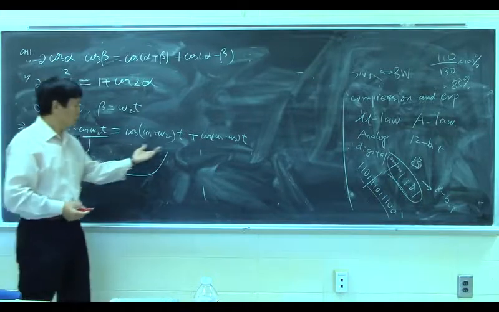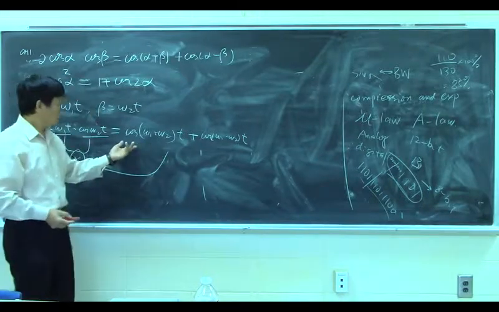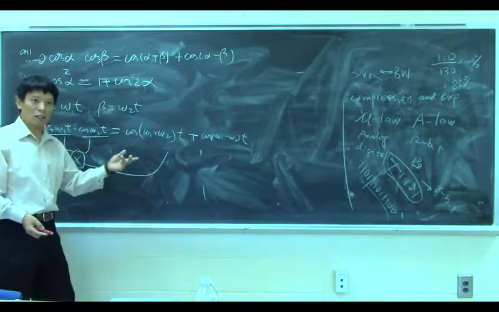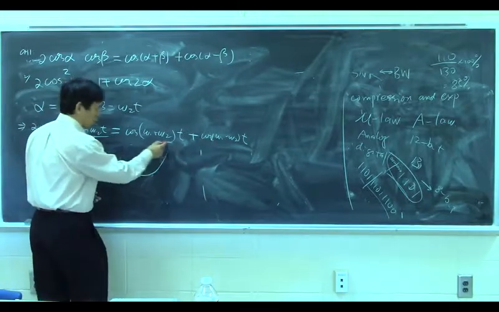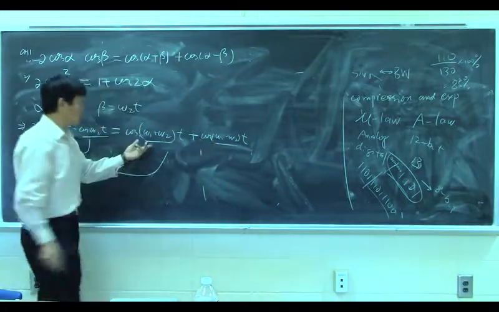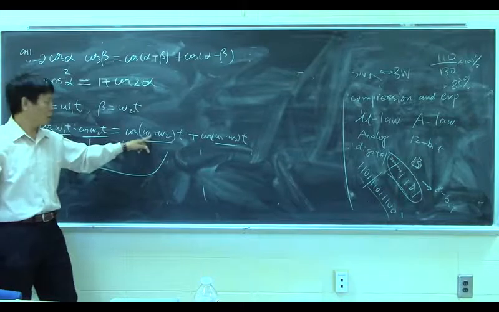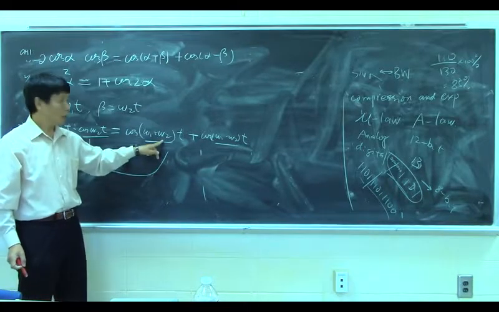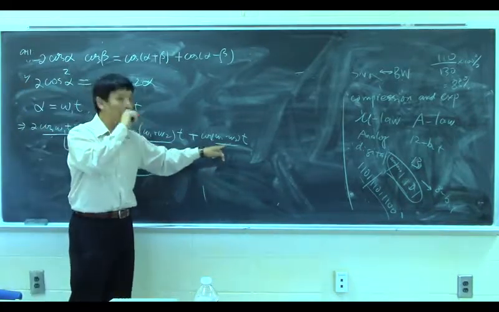Now let's see what we have as the output. The output also has 2 signals. One is this one, another one is this. So this one has a new frequency omega 1 plus omega 2. This one has a new frequency omega 1 minus omega 2.